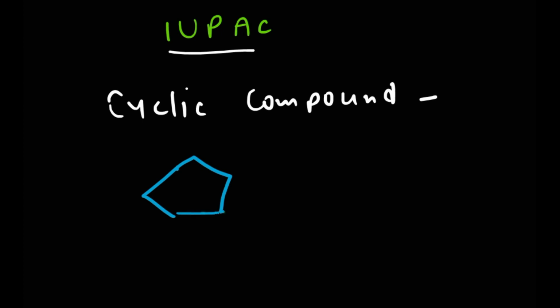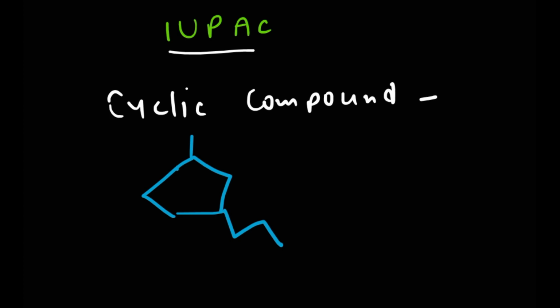Okay, this compound here is a 5-membered cyclic ring, so it is cyclopentane, and two substituents, two branches, are there. This is methyl and this is propyl. So where to start the numbering, from here or from here? Definitely we should start our numbering from the branch carbon.